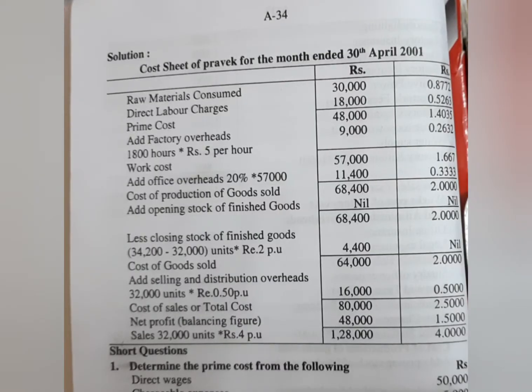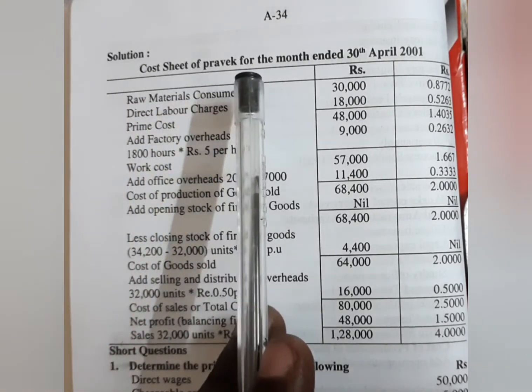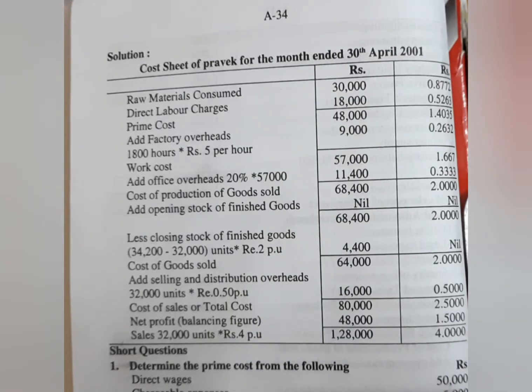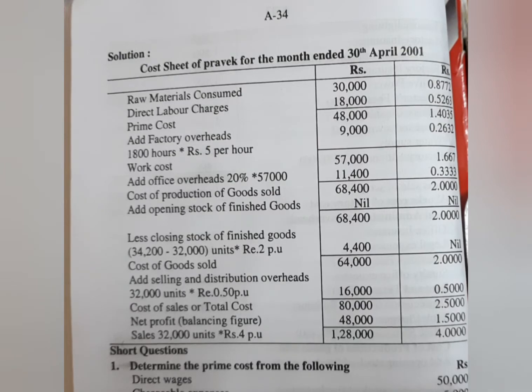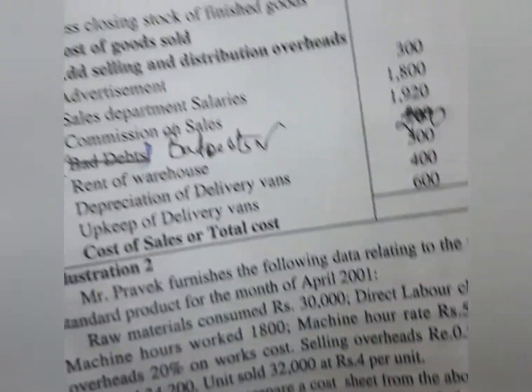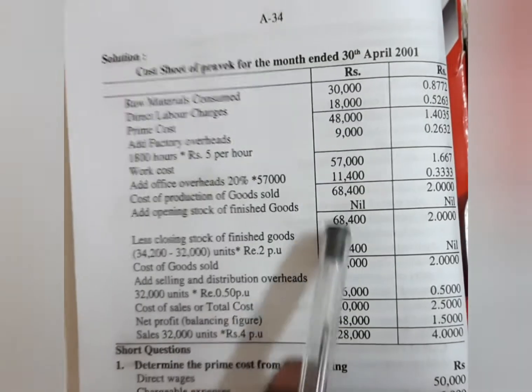So now we will see the solution for this problem. Cost sheet for Pravik for the month ended 30th April 2001. I am just following the cost sheet format, nothing more than that. So here raw material consumed 30,000. In the question you can see raw material consumed 30,000. The same I am applying here, 30,000.